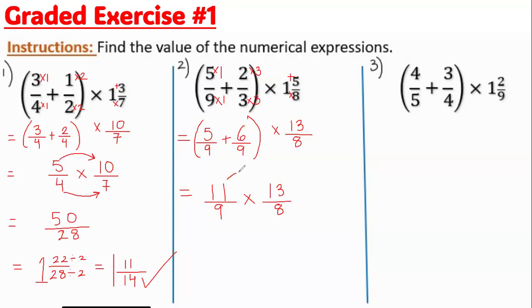So we say 11 times 13, which gives us what? 143. 11 times 13 is 143, yes. All over 9 times 8, which is what? 72. 9 times 8 is 72.